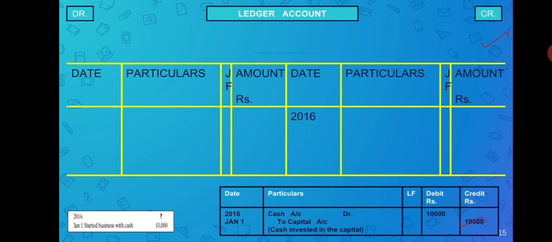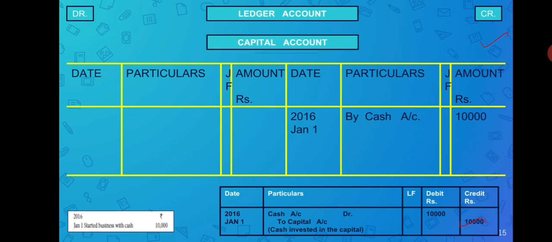So write the year, month, same date, and when you write in the credit side, you want to begin by using the word by. So by cash account. In capital account, capital will not come, so its opposite entry, cash, you make. Amount is 10,000. So this is your capital account. You got me? Now first transaction is over.